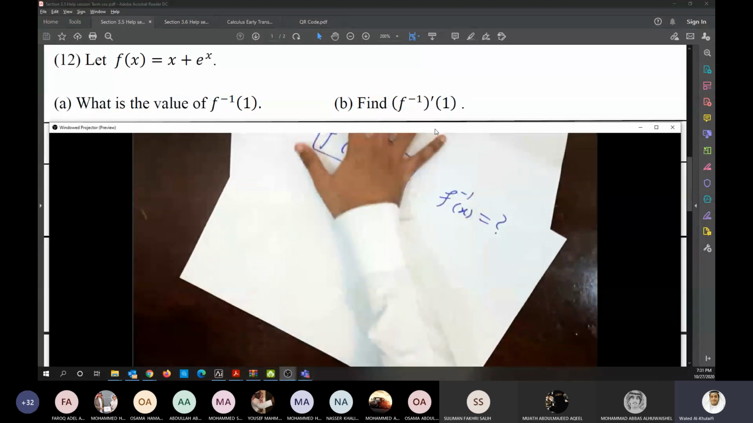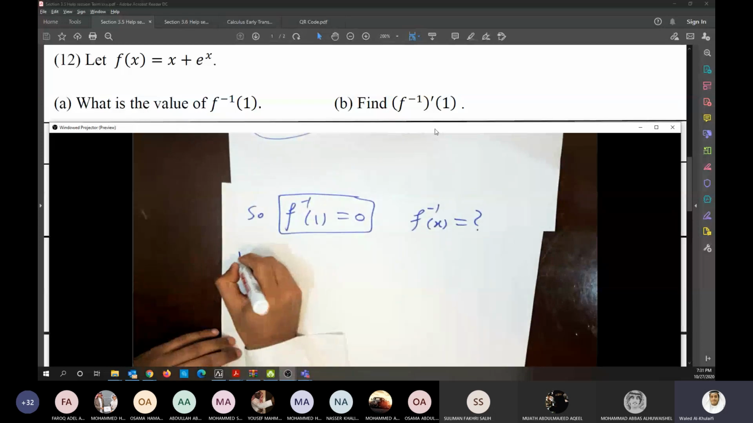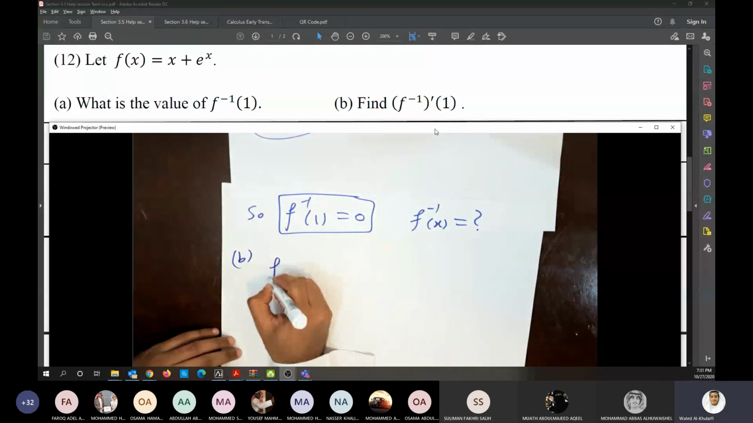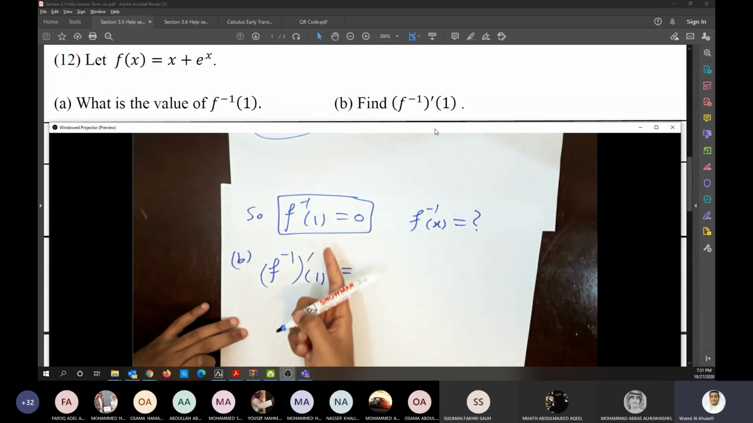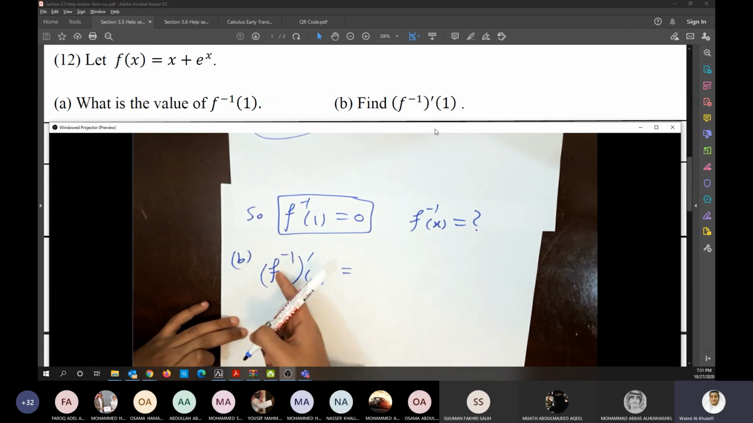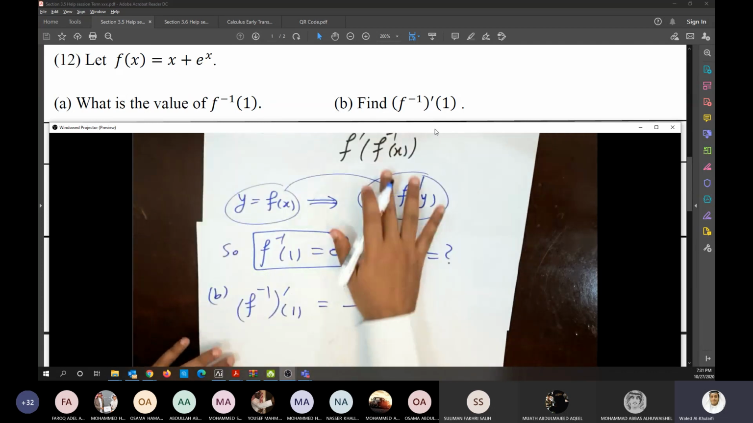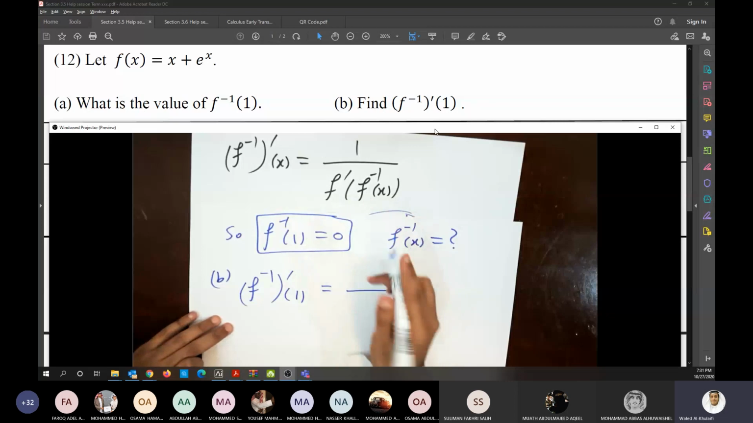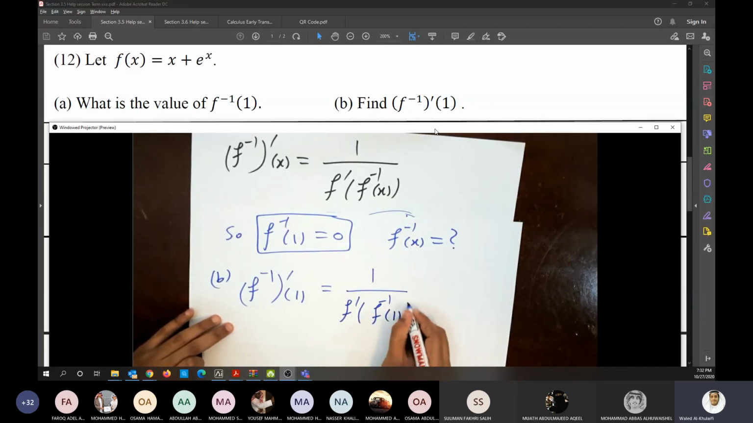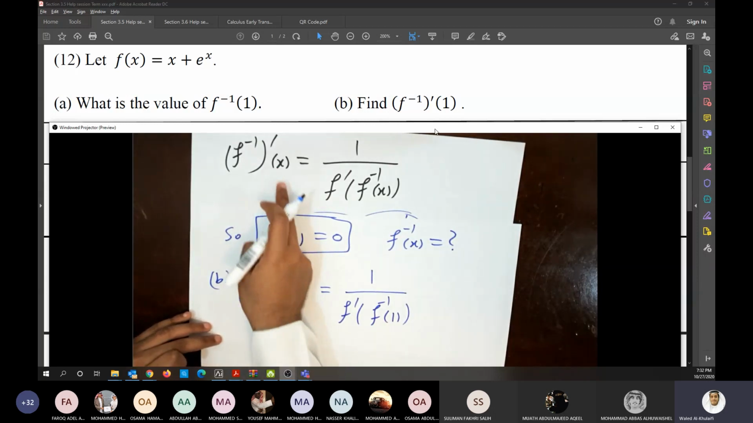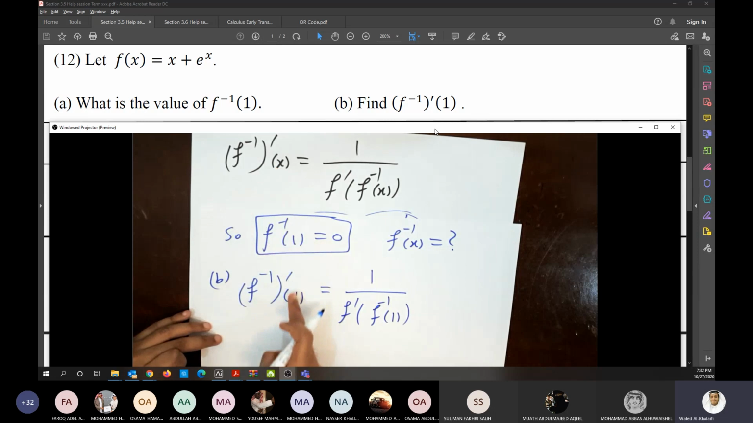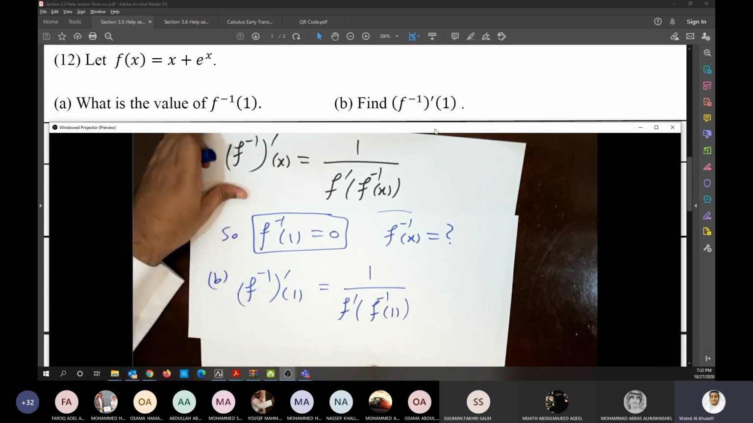Now part B. We need to find this derivative at 1. I don't know the inverse, so I can't find the derivative directly, but I know from the formula, this formula here in black, 1 over f prime of f inverse of 1. I just substitute 1 here. Here, for x, I put 1, which is what was asked. Now let's move a bit further.